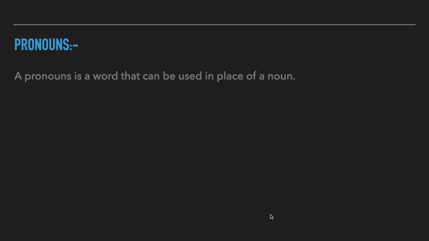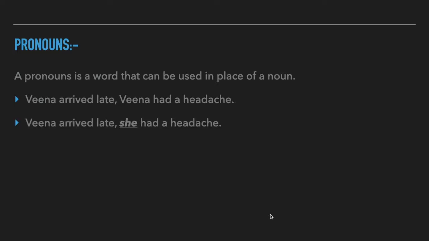Now, suppose I take a sentence: Veena arrived late, Veena had a headache. So, this sentence is using Veena twice. Instead, we can write: Veena arrived late, she had a headache. Here, the word she stands for Veena, and Veena is a noun, so she is a pronoun.